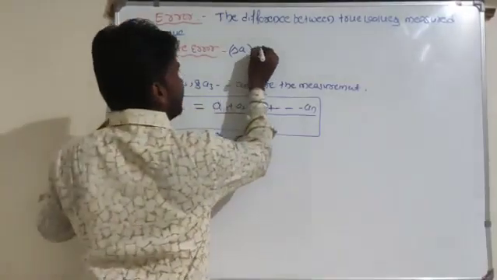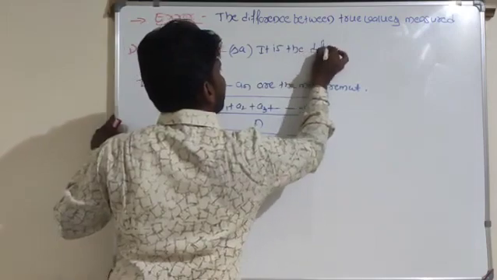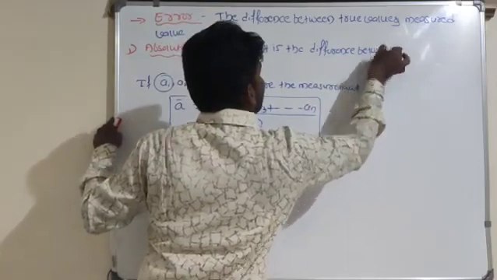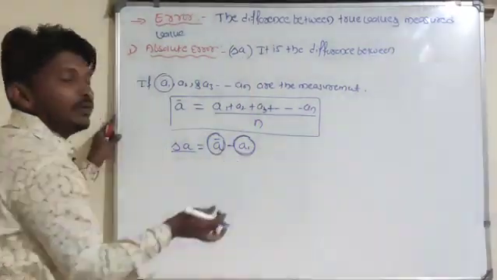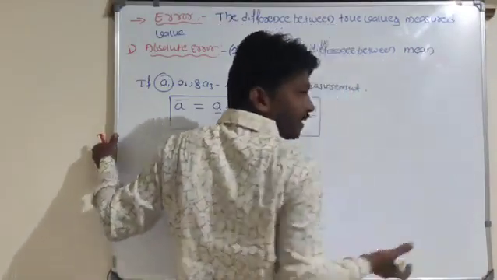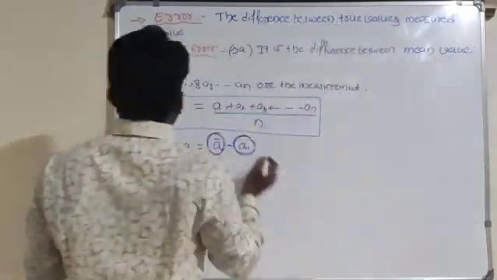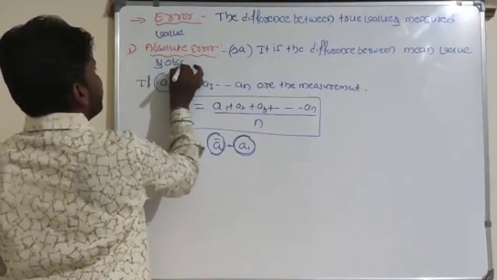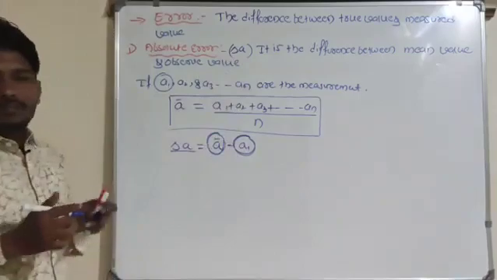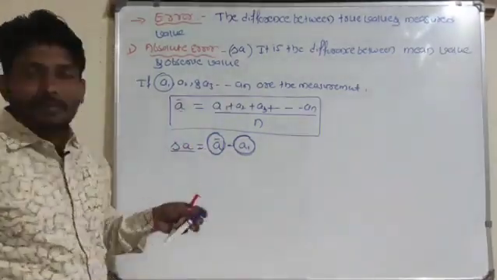What is that absolute error here? It is the difference between mean value and observed value. The mean value is nothing but the average value. It is the difference between mean value and observed value. So we can call it absolute error here. What is the formula here? Absolute error delta of A is equal to A bar minus A1.